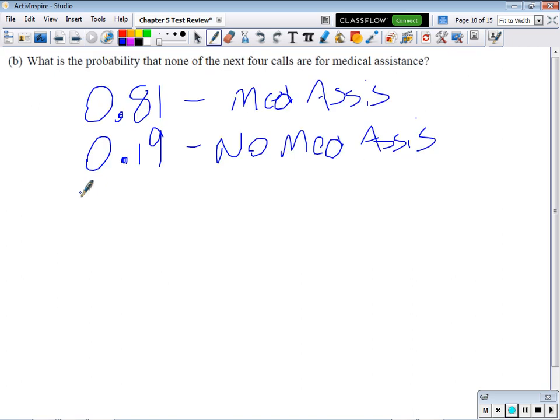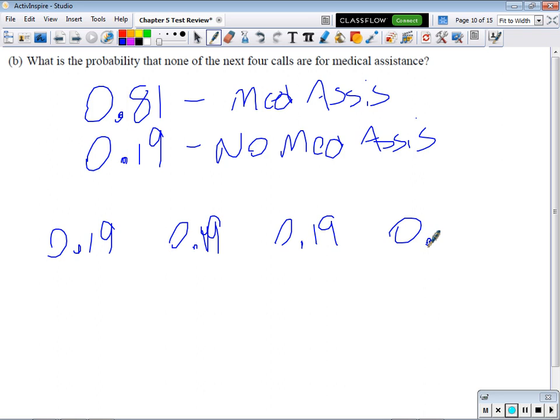So the probability that the first call would not be for medical assistance is 0.19. The probability that the second call would not be for medical assistance is 0.19. The probability that the third call would not be for medical assistance is 0.19. And the probability that the fourth call would not be for medical assistance is 0.19. So what I'm doing here is multiplying to find the probability that all 4 calls would not be for medical assistance, and the value of this is 0.0013. And that's the answer for part B.